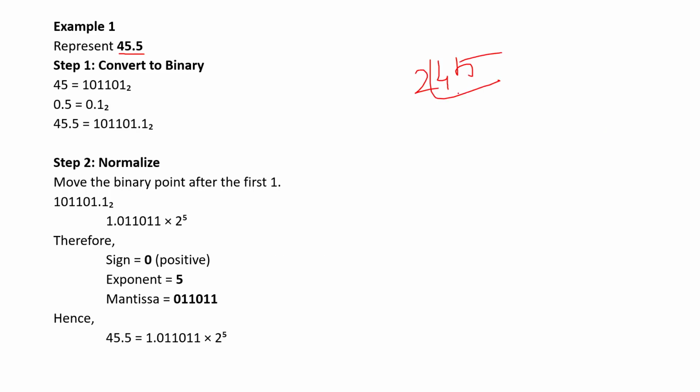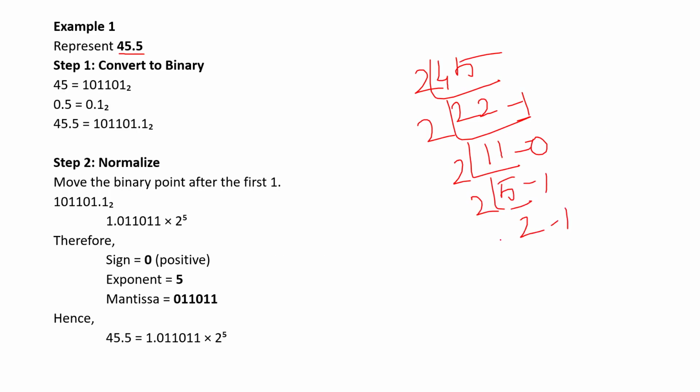For 45, we have to use the divide by 2 method. 45 divided by 2 is 22 remainder 1, 22 divided by 2 is 11 remainder 0, 11 divided by 2 is 5 remainder 1, 5 divided by 2 is 2 remainder 1, 2 divided by 2 is 1 remainder 0, and 1 divided by 2 is 0 remainder 1. So we have to take the remainders from bottom to top: 101101. This is 45.